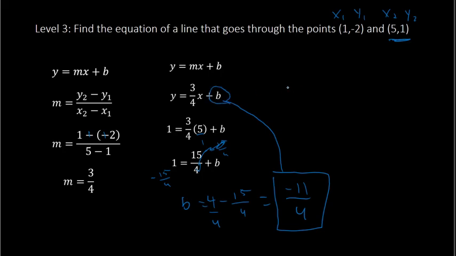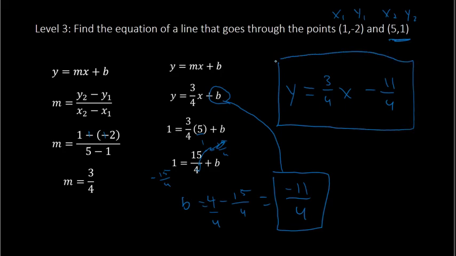So instead of y equals 3/4 x plus b, we have y equals 3/4 x minus 11 over 4. So this here would be my equation. And if you wanted to, you could convert 11 over 4 into a mixed number. That would give you 2 3/4, but this is also okay.